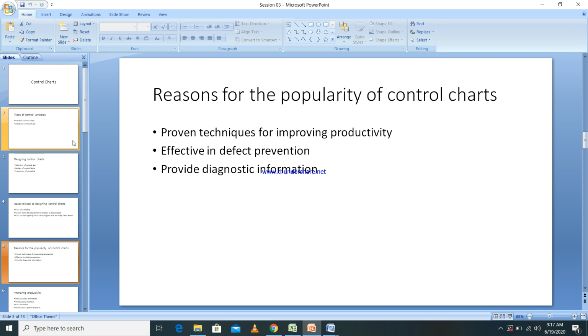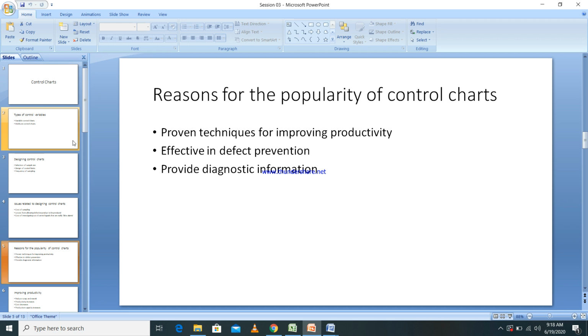So with the use of these control charts, you can easily improve the quality of your process through continuous monitoring, and with that you can improve productivity. Because of that, in the quality control field, control charts are so popular. And also with the use of control charts, you can easily help with defect prevention, right?